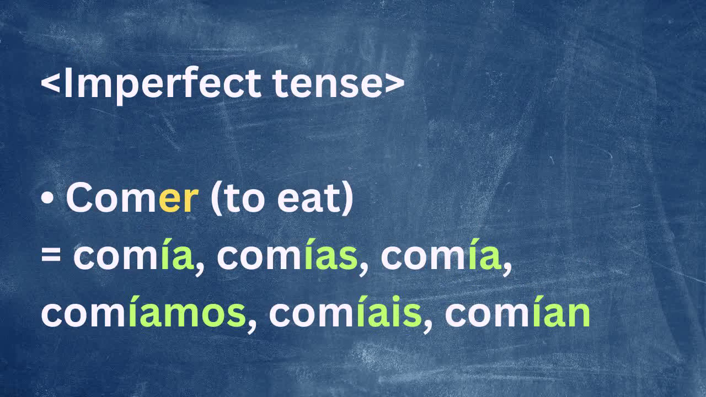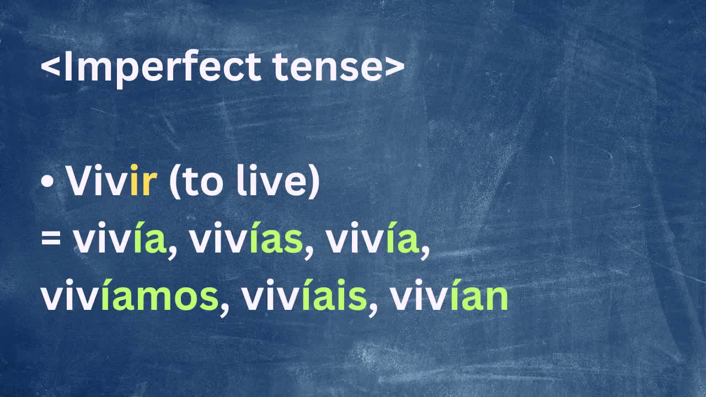Comer, which means to eat. And the imperfect tense forms for this verb are comía, comías, comía, comíamos, comíais, comían. Vivir, which means to live. And the imperfect tense forms for this verb are vivía, vivías, vivía, vivíamos, vivíais, vivían.